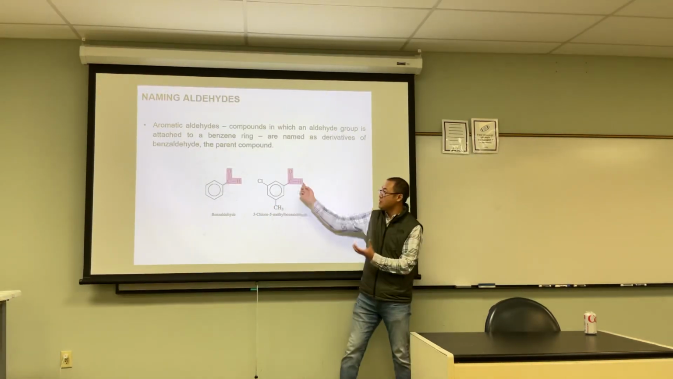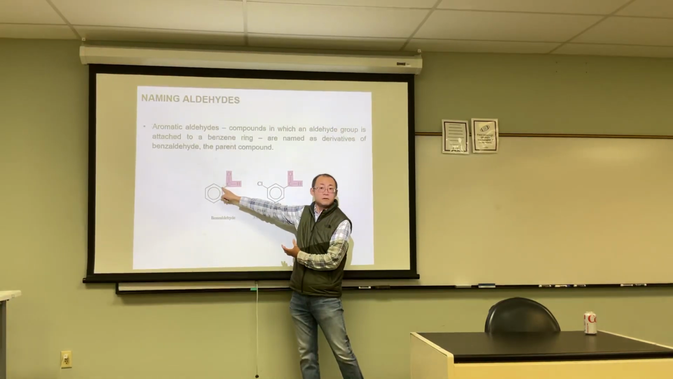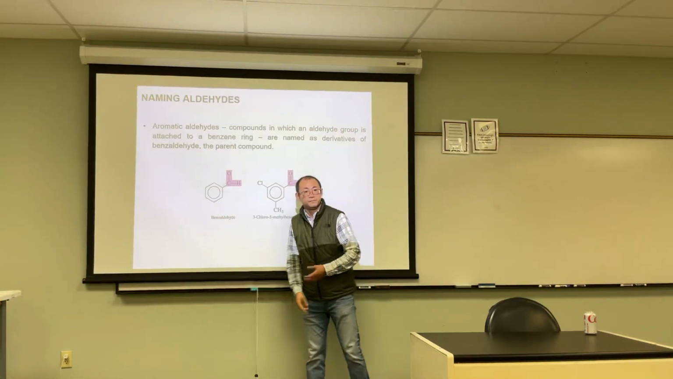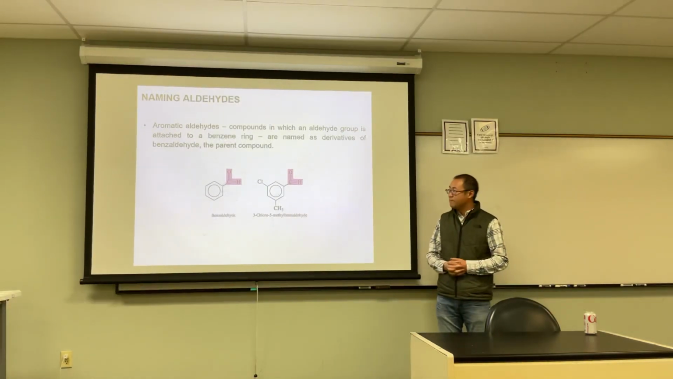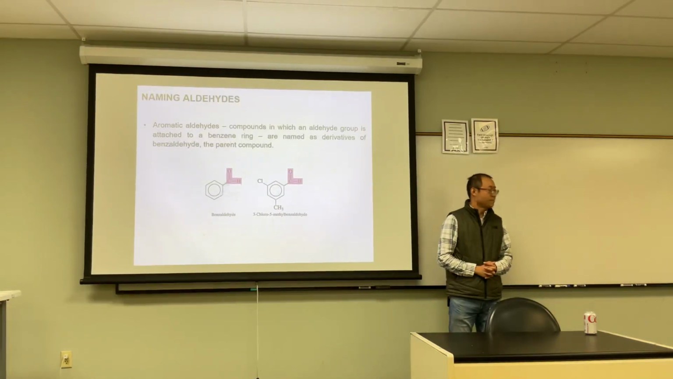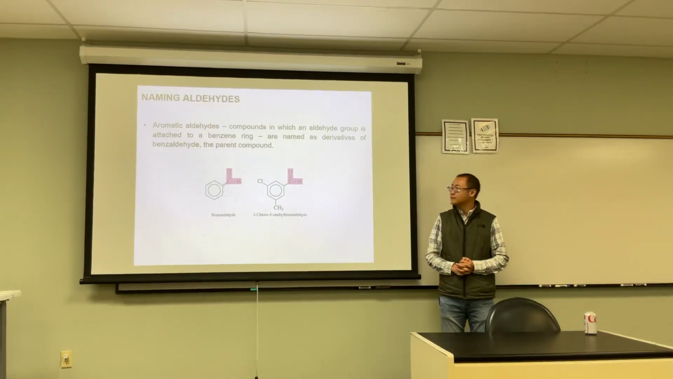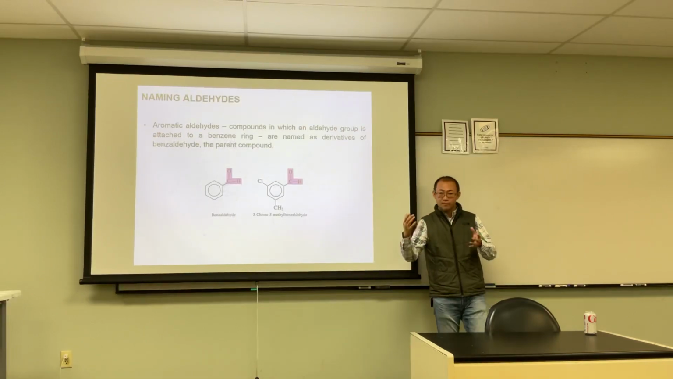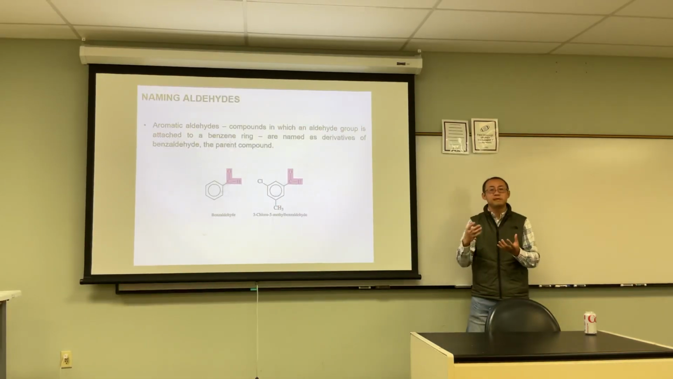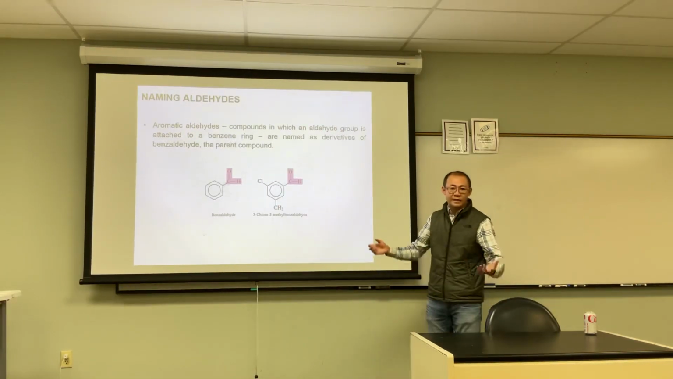And we know if there's a parent name, this carbon is always number 1 in the ranking. 3-chloro-5-methylbenzaldehyde. Good? Easy, right? So after you get used to the system, the naming will be just some minor modifications.